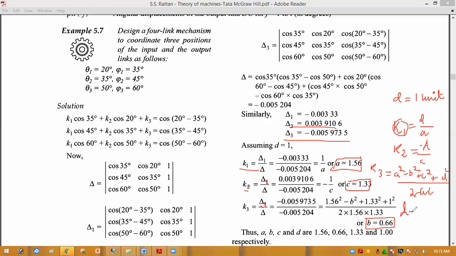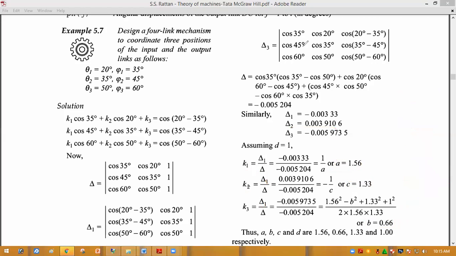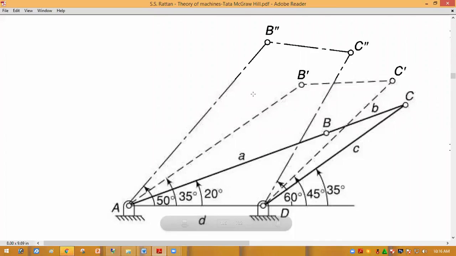So if d equal to 1 unit, which means I am taking 1 unit as 50 centimeter, then b is equal to 0.66 into 50 centimeter. So like that we will be getting the magnitude, the length of the links AB, BC, CD, and AD. Okay, so now let us construct the actual diagram of the 4-bar link mechanism. So this is the actual diagram of the mechanism, what we have designed.